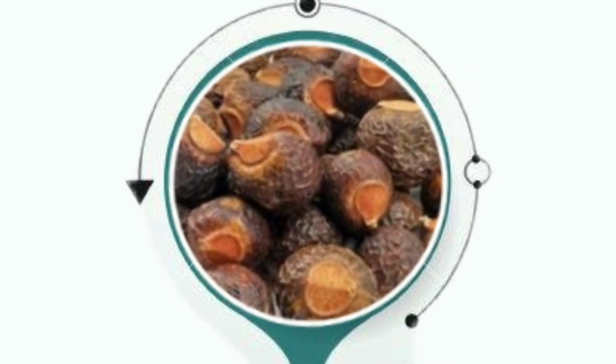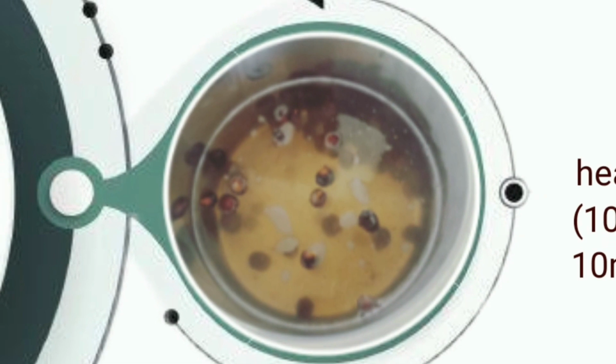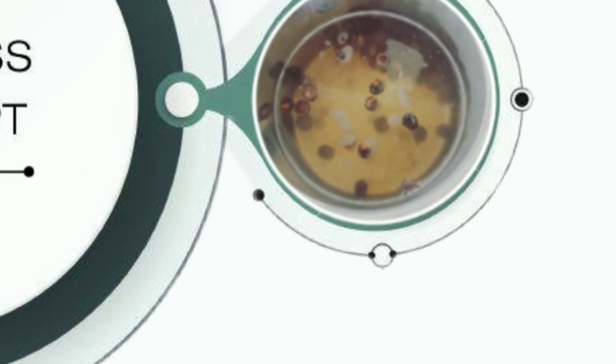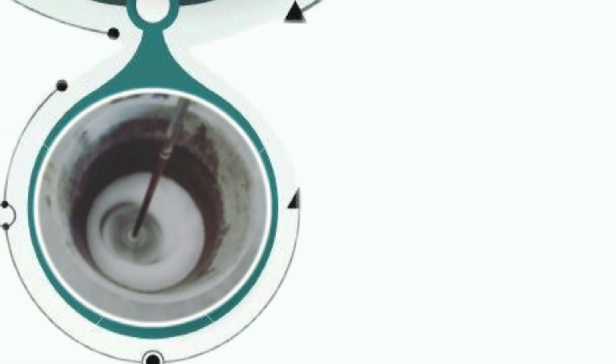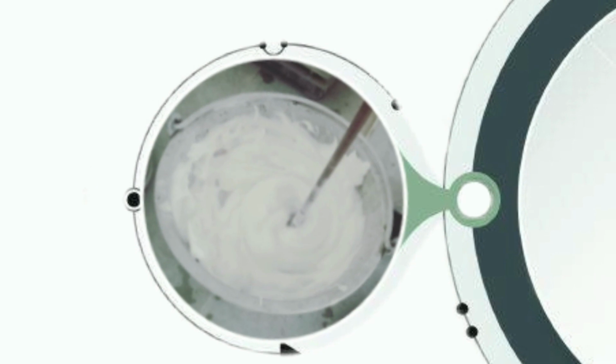First we soaked the softnet, say 20 to 25 number, in 1 liter of water for 24 hours and then heated it at a temperature of about 100 degrees Celsius for 10 minutes. Then the solution is allowed to cool. The solution is then agitated using a mixer until stable dense foams are generated.